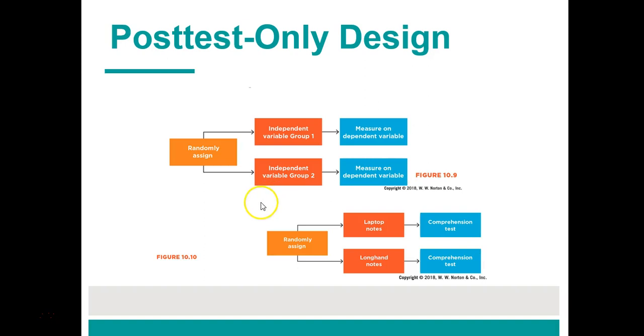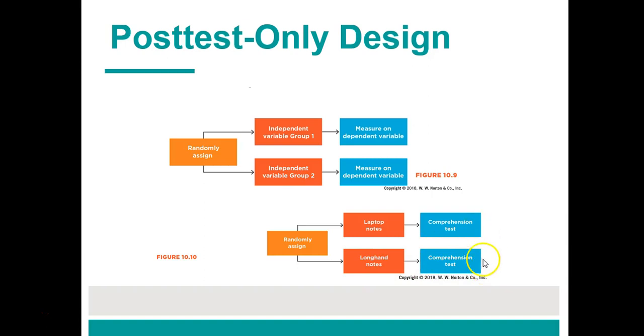So a post-test only design here, we randomly assign our participants into 2 groups. One group gets the independent variable, one group gets the second level or the control of the independent variable, and then we measure both groups on the dependent variable and compare them. So in this case, we're randomly assigning people, some to take laptop notes, some to take written notes, and then we give them both a test on how much they comprehend from a lecture. And so we're comparing this group of people who took the laptop notes and this group of people who took the longhand notes on their comprehension.